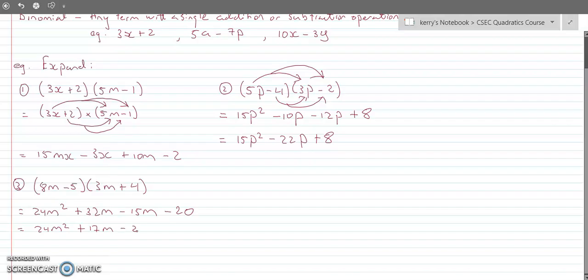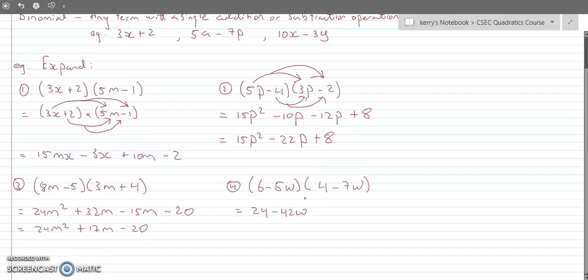And then minus 20 stays there. You can't do anything else here because m squared and m cannot be added together. m and 20 cannot be subtracted, right? So that's number 3. Let's go with number 4. 6 minus 5w into 4 minus 7w. Be very, very careful with negatives, please. All right, so 6 by 4 will give us 24. 6 by negative 7 will give us negative 42w.